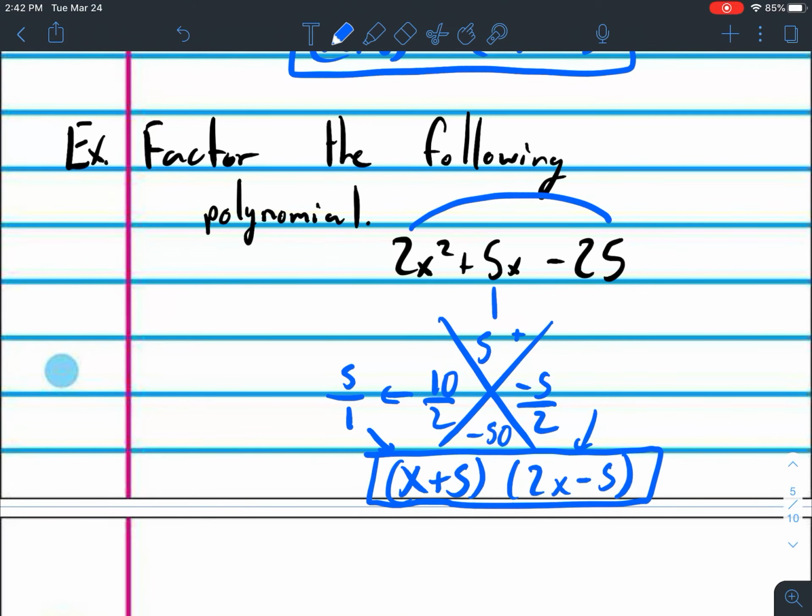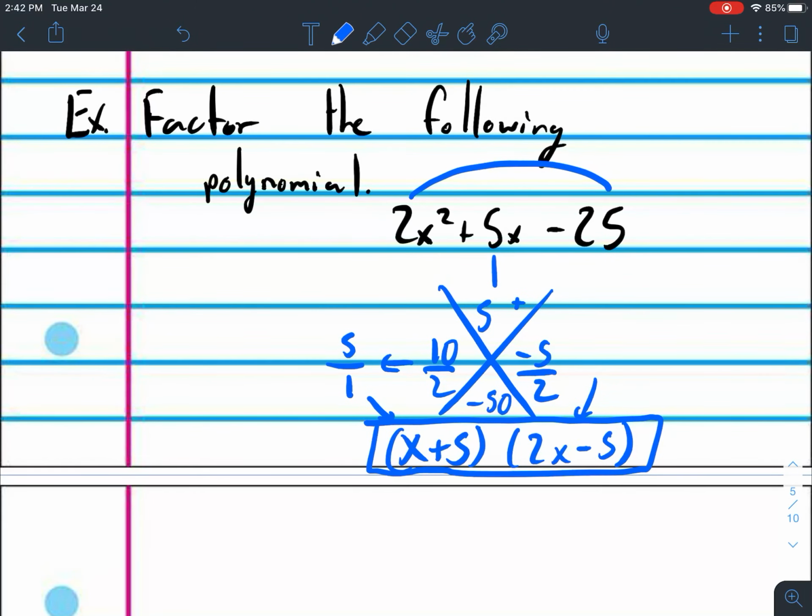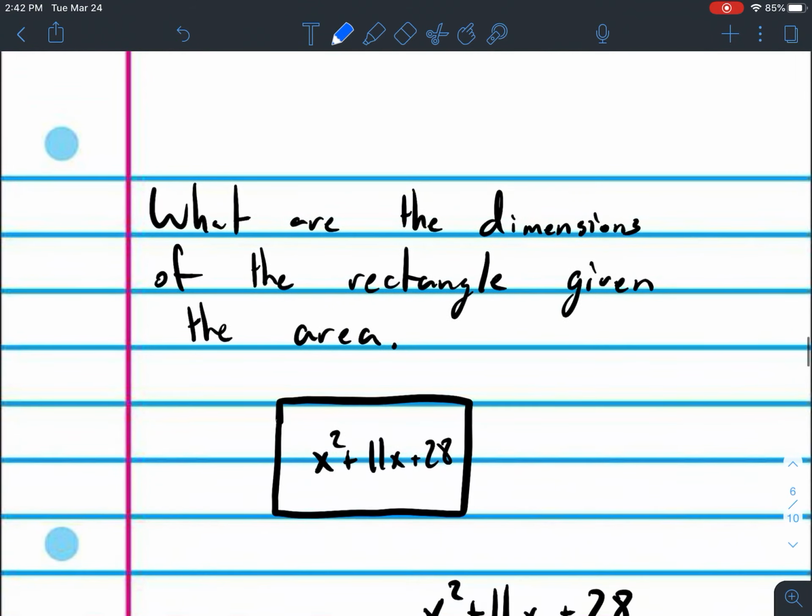Boom, bam, baby. Okay. All right. So practice those, you guys. This is going to be a big drill and kill exam, and there's going to be a couple application problems. Hey, speaking of which, here's what we're getting into.